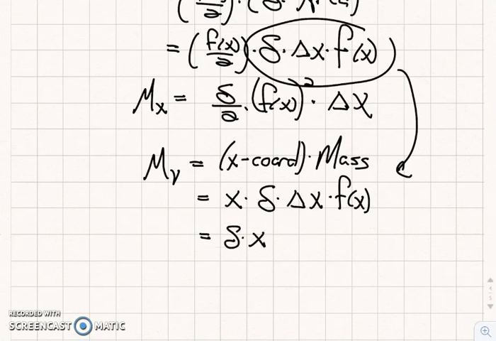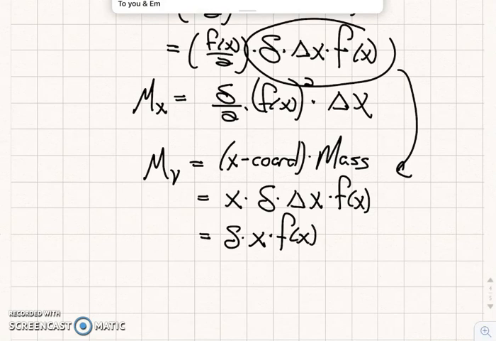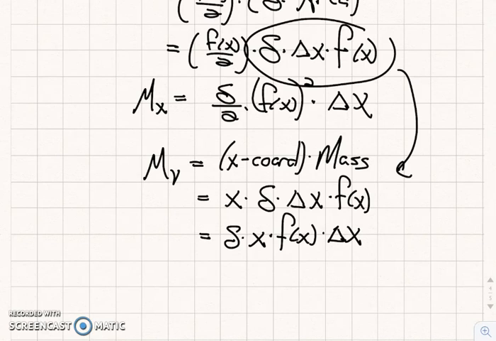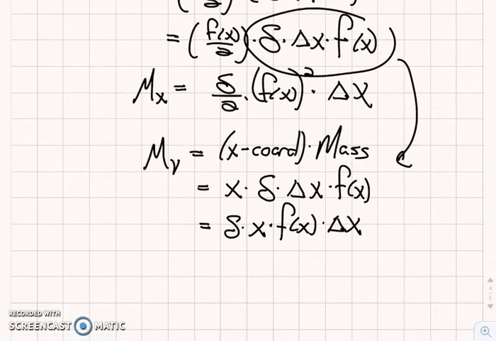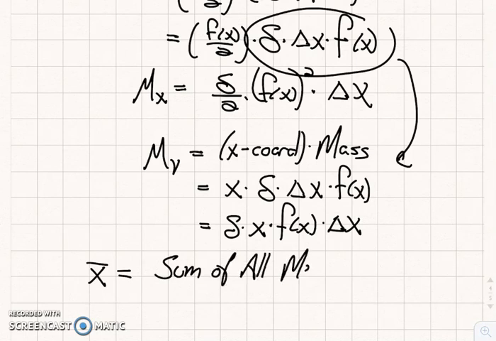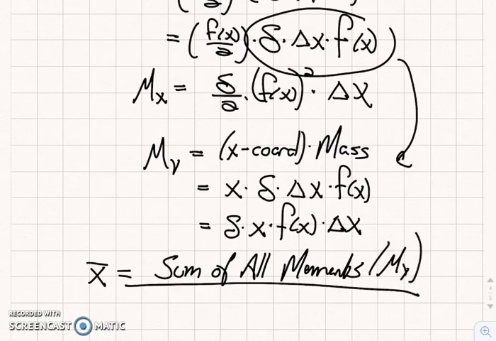Delta times x times f of x times delta x. That's the y moment. Now, of course, to obtain the x center of mass, we take the sum of all moments, that is the sum of all y moments, and we divide by the total mass.